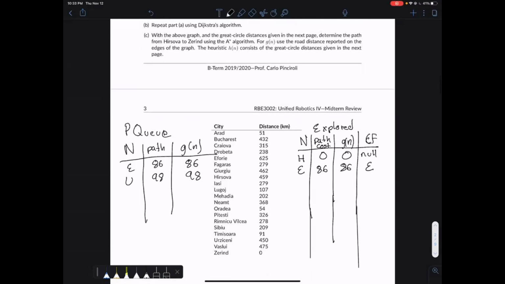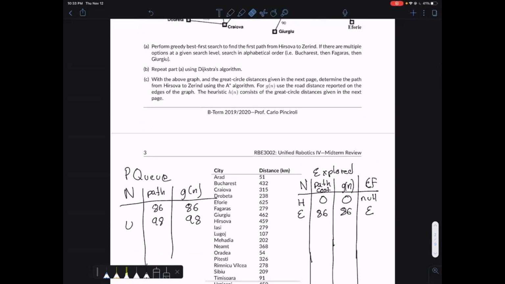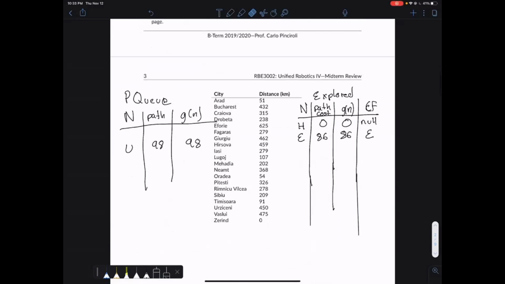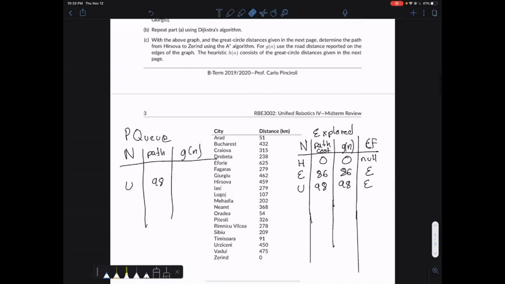So we're going to explore node E now. Node E has no neighbors. So we just pop it off here and we move on to the next one. Our next node is going to be node U. So we're going to put in node U here. Its cost is going to be 98. G of n is going to be 98. And it also came from E. So node U, we take it out of here.